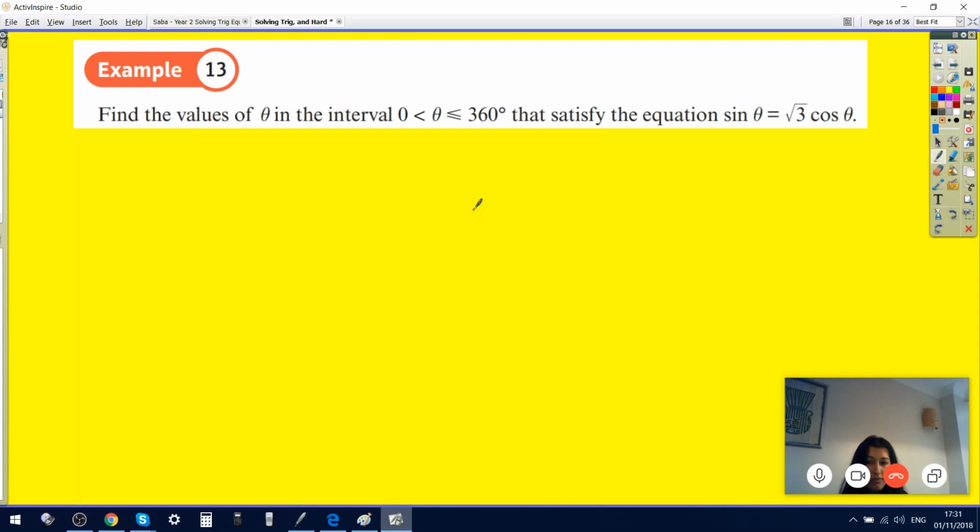Can you divide by the cos? Yep. So it's sine theta over cos theta equals root 3, which is the same as tan theta. Tan theta equals root 3. And I think you'd be okay for the rest of that. Yeah.